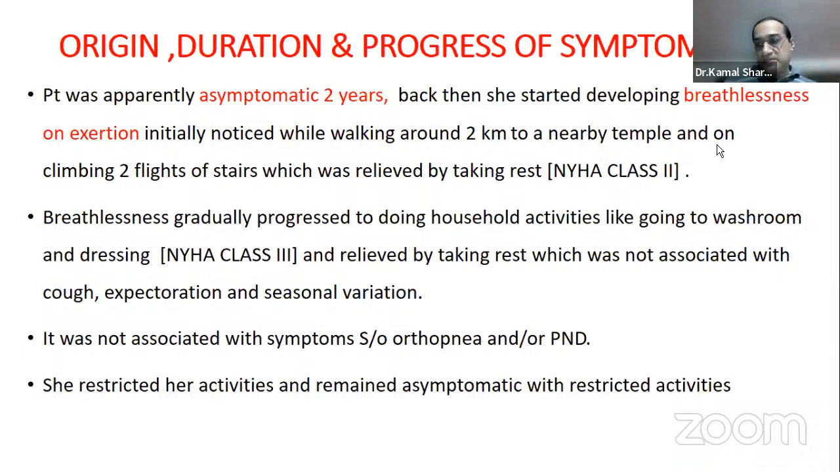So LVOT obstruction actually reduces because the patient is supine, the venous return is more, the LV cavity is bigger. Also, the heart rate is slower, sympathetic tone is lower, and hence the wedge pressures will fall. That's why a patient who is symptomatic on activity would not be symptomatic in sleep or with PND. So she restricted her activities and remained asymptomatic.